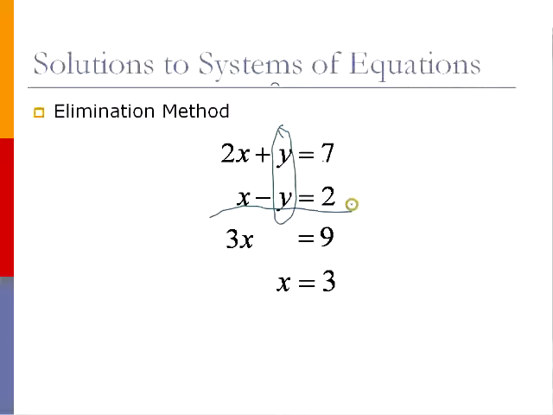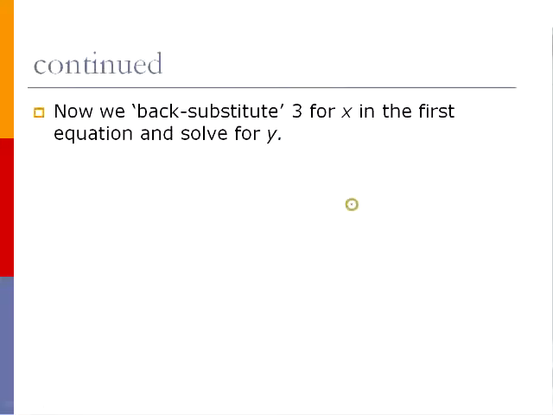Remember that solutions to systems of linear equations in two variables will be an ordered pair if the solution is unique. Continuing now, we're going to back substitute the 3 for the x in either of the two equations. I've chosen the first equation, 2x plus y equals 7.